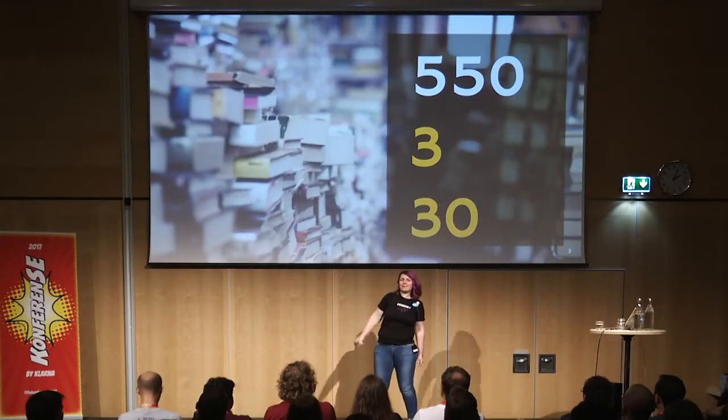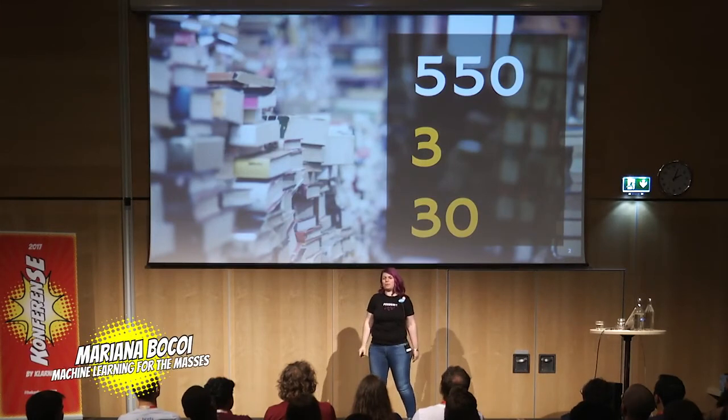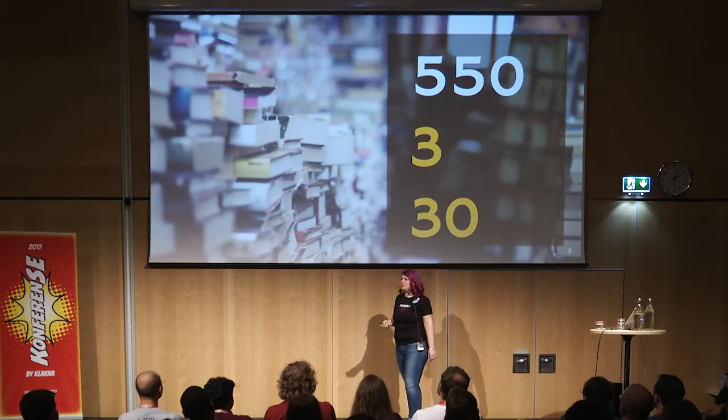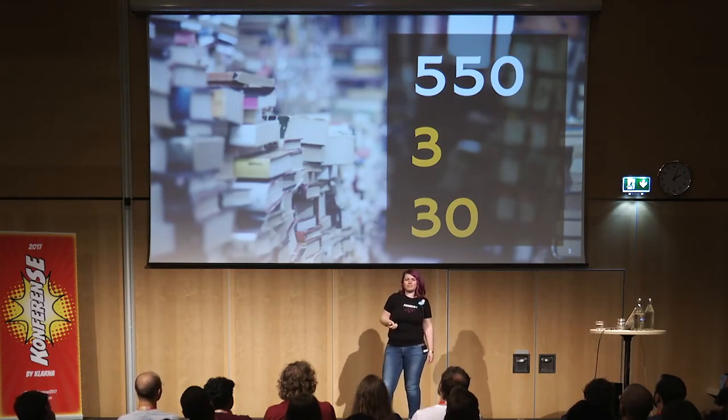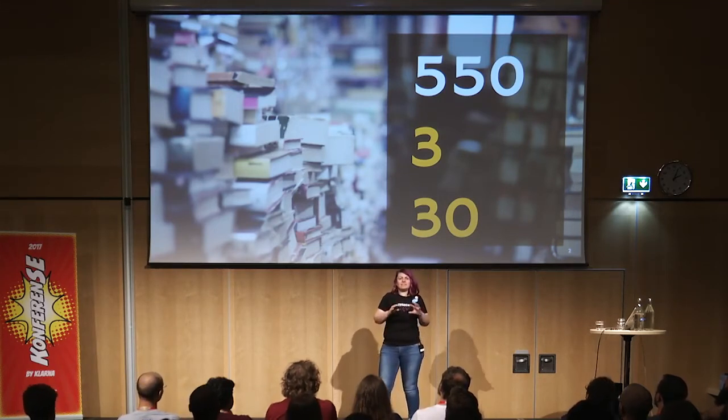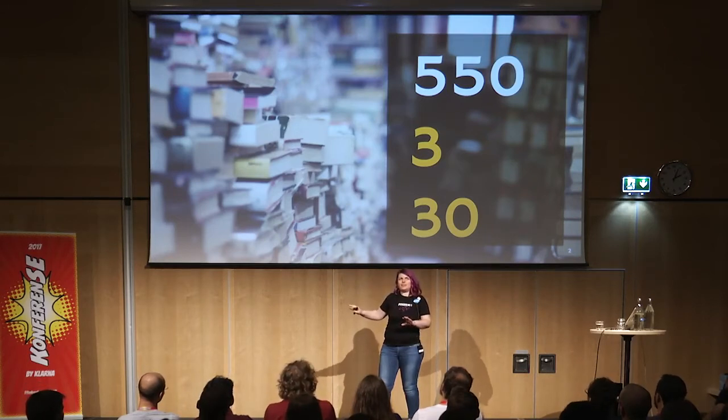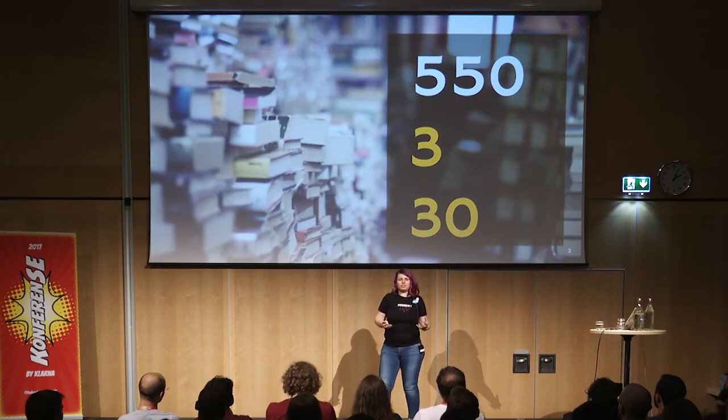550. It's a relatively big number. That's an approximate number of how many books you get on machine learning on Safari Books Online when you search. And that's the reduced number, because they took out all the ones that were not really relevant to machine learning, but just had machine or learning in it.